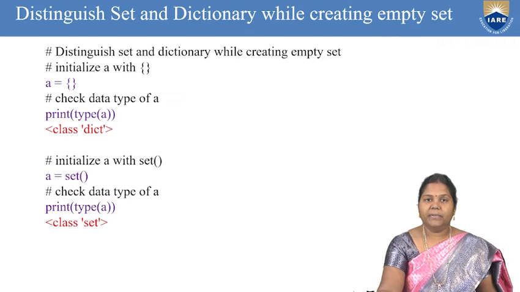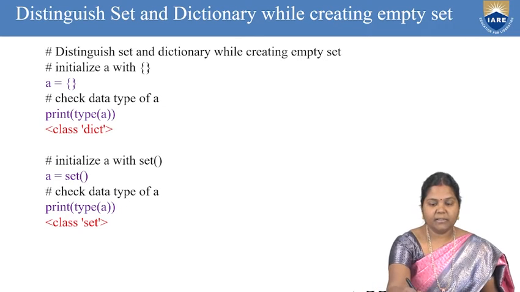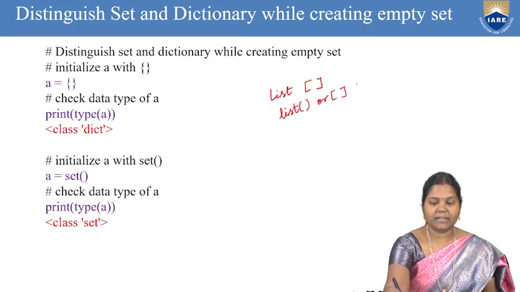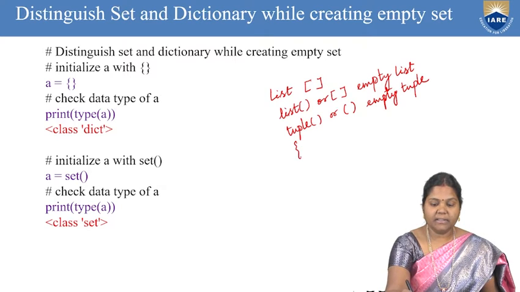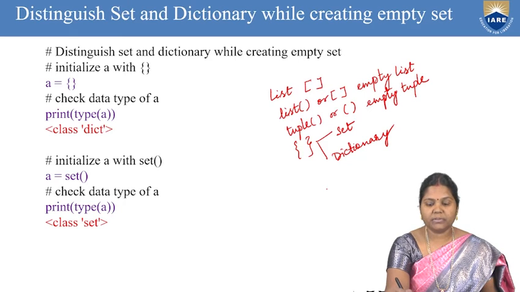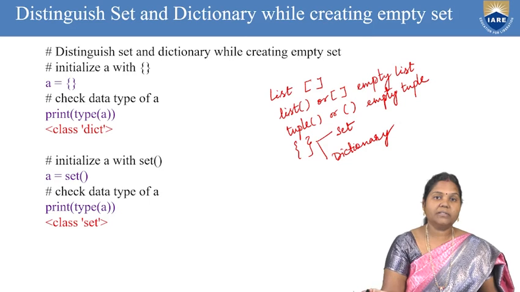Now, while creating an empty set, how will you create an empty set? You know that in a list data type, we use the square brackets. So either you can use the list method or you can use the square brackets to create an empty list. Similarly, in a tuple, you can either use the tuple method or you can use the normal parentheses to create an empty tuple. But the same curly braces are used for both set and dictionary. So let us check. If you simply use the curly braces, open and close, is it going to create a set or a dictionary?